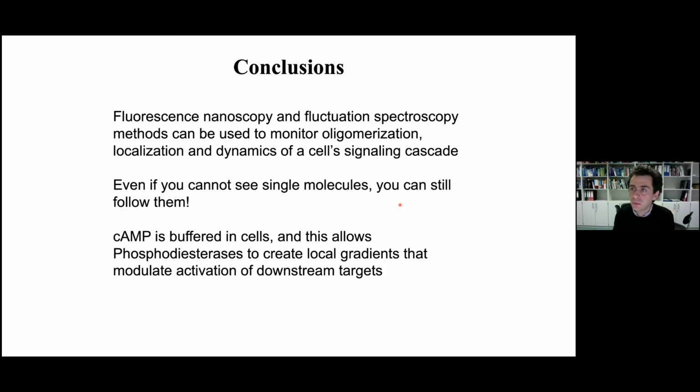And the application I showed you is telling you that an important signaling molecule like cyclic AMP actually is buffered in cells. And this allows the enzymes which degrade it, the phosphodiesterases, to create local gradients that can, on the nanometer scale, modulate the activation of downstream targets.